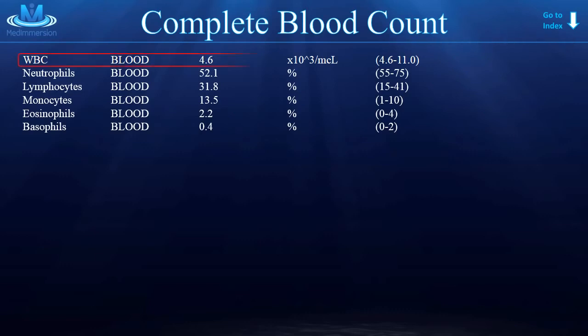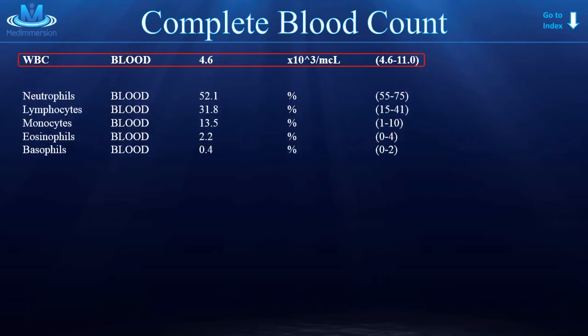So that means that this first row represents the total white blood cells taken from the patient's blood. There was 4.6 times 10 to the third, or in other words, 4,600 white blood cells per microliter. And the normal range for total white blood cells in the blood is between 4.6 thousand up to 11.0 thousand cells per microliter. So that was the first row.